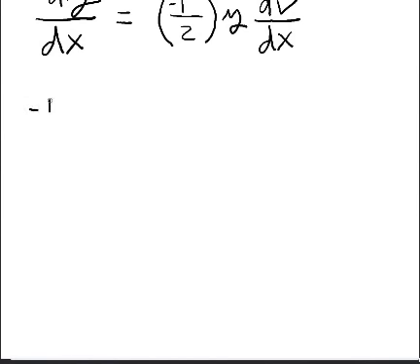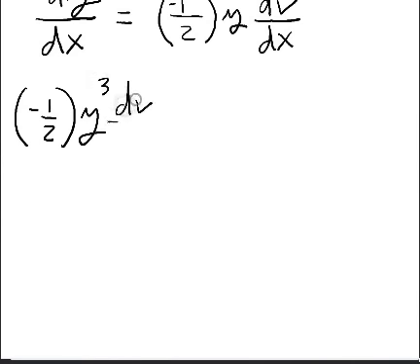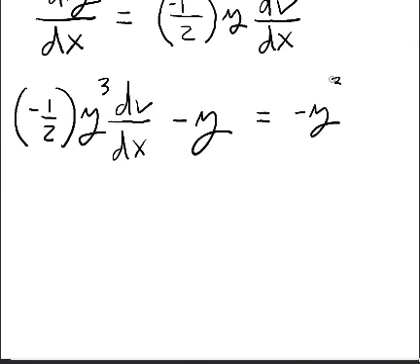You get minus 1/2, so this is what we just calculated, y cubed, and we get this dv/dx minus y, I'm just leaving that alone, is equal to minus y cubed e to the minus 2x divided by 4x.